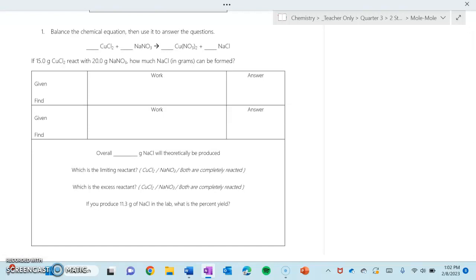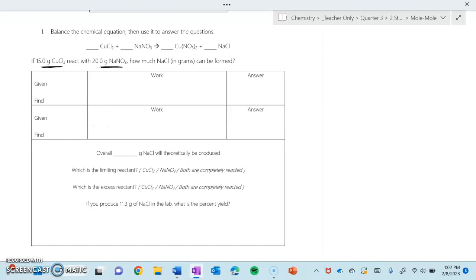Whenever you're trying to find the theoretical yield, you'll do two problems, one for each of the reactants. So you'll do two conversions. I just underlined the two givens, and then in each of those two problems we are going to find the same thing. It looks like we're finding grams of NaCl. You should be finding a product given the two reactants, and as we see in this reaction, the reactants are copper 2 chloride and sodium nitrate, and the product we're trying to find is salt.